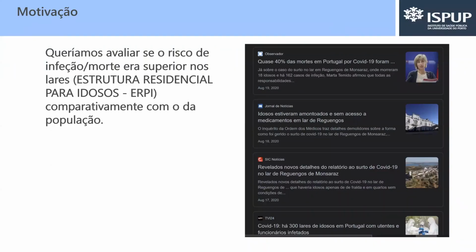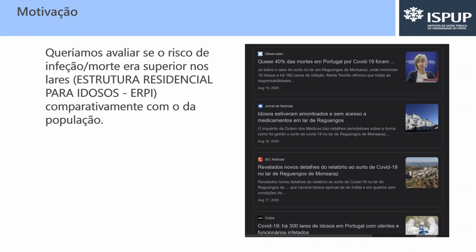Everyone remembers that in the middle of June or August of the previous year, we had a lot of news about a lot of deaths from COVID in residential homes for older people. I will call them RP. There were specific RPs that had a lot of deaths. The real question we wanted to answer was whether the prevalence and the mortality or fatality cases were the expected values compared to the population or not.